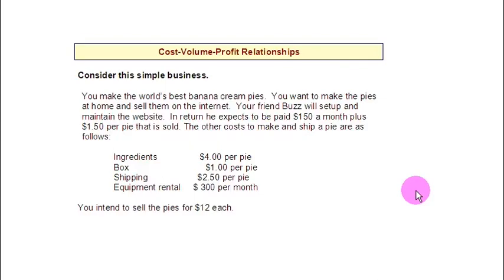We're going to use a very simple business example in this video clip to describe how to derive the basic cost volume profit formulas that we use throughout the examples in this chapter. I'm also going to introduce you to some common abbreviations that I use in my examples and also in the OWL problems. So I think you'll find those very useful.